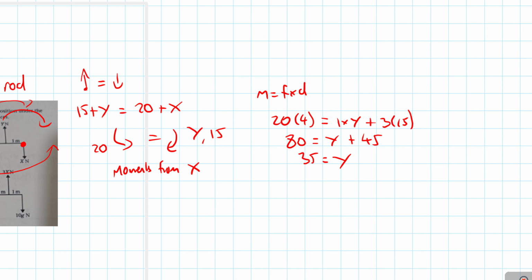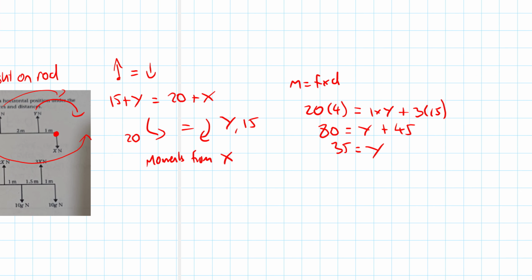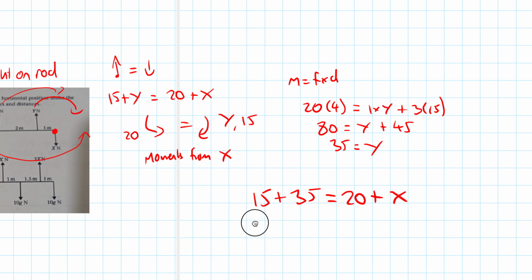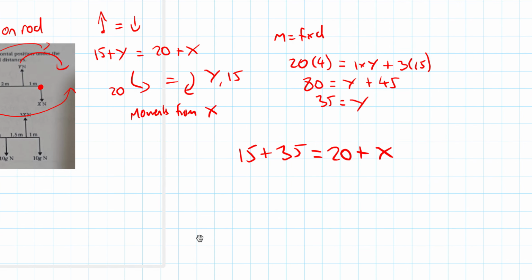From here we go back to our formula for up and down, our vertical forces. So it's 15 plus y, which we found is 35, is equal to 20 plus x. Then we do the algebra: 15 plus 35 is equal to 50, so 50 equals 20 plus x, therefore x is 50 minus 20, which is equal to 30 newtons. And make sure you put the correct symbol, so it's 35 newtons for y.